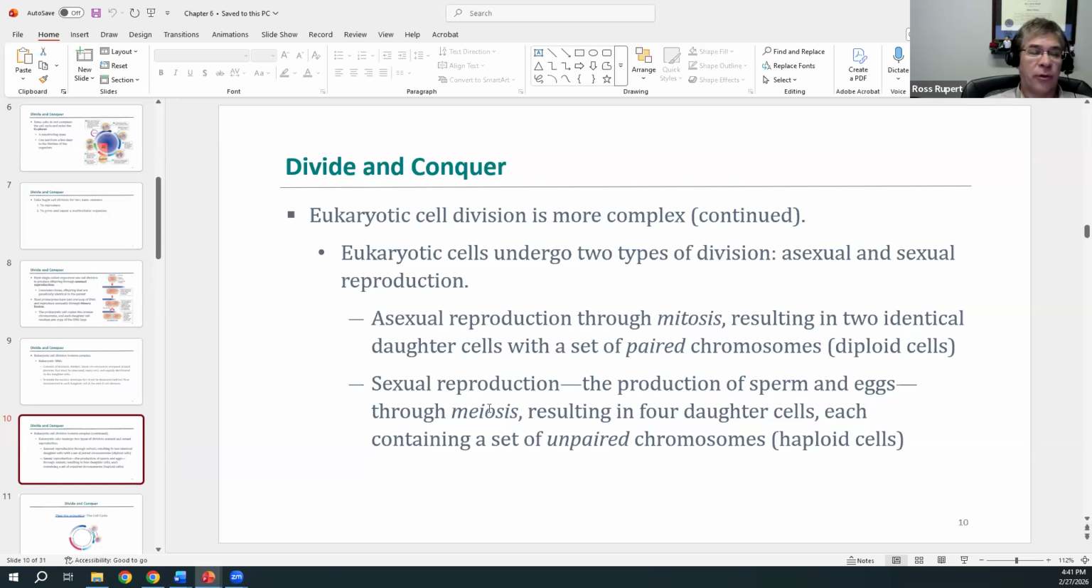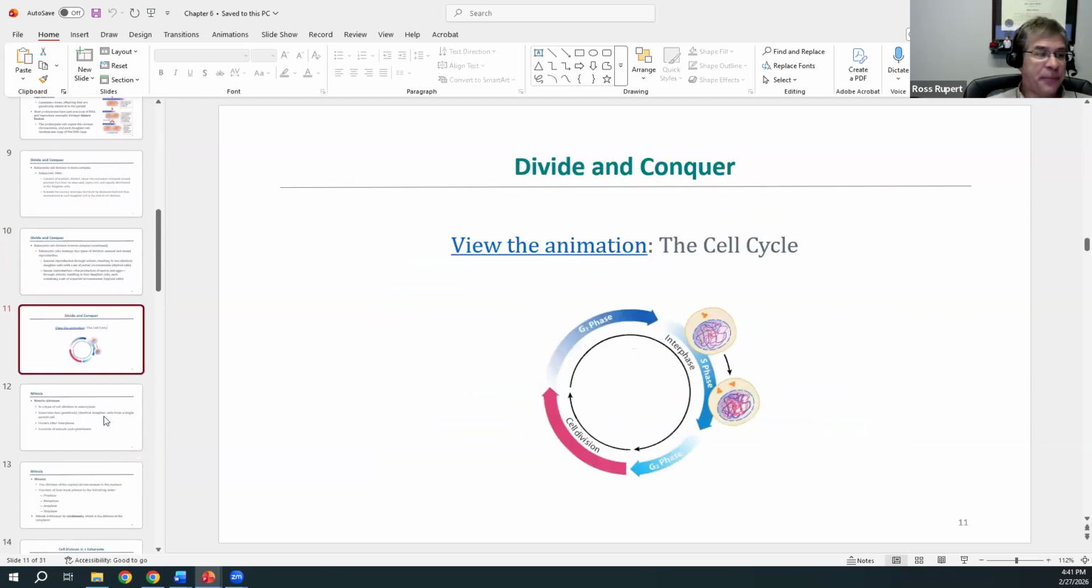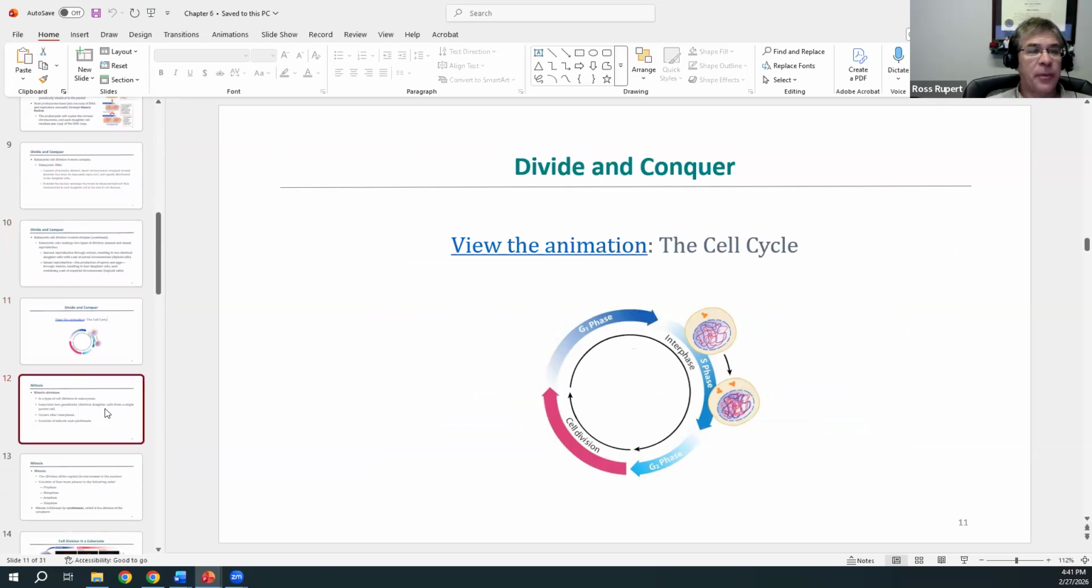Sexual reproduction, also known as meiosis, is the production of sperm and egg. So the result of mitosis is a new skin cell or a new brain cell, but the result of meiosis is a sperm or an egg. Watch the video when you get a chance.